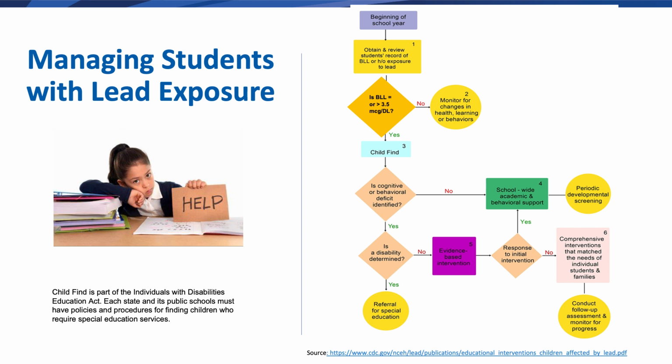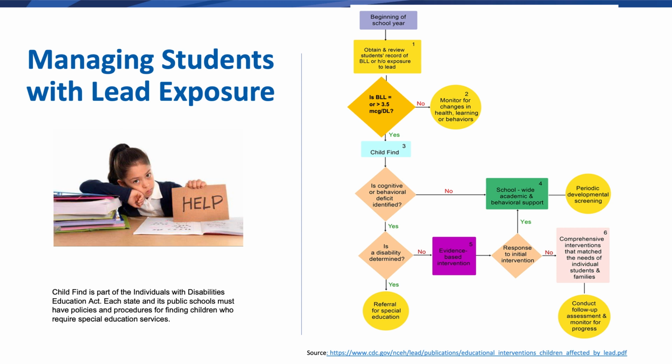If a deficit is identified, is it a disability? If a disability exists, then there should be a referral for special education. If it isn't a disability, as defined under IDEA, there could still be evidence-based interventions provided such as tutoring to improve reading skills. For children who have attention deficit disorder, behavioral strategies to control some of their impulses could be implemented. Additional comprehensive interventions that match the needs of the child may be implemented by the family or caregivers as well. Continued monitoring is also important.